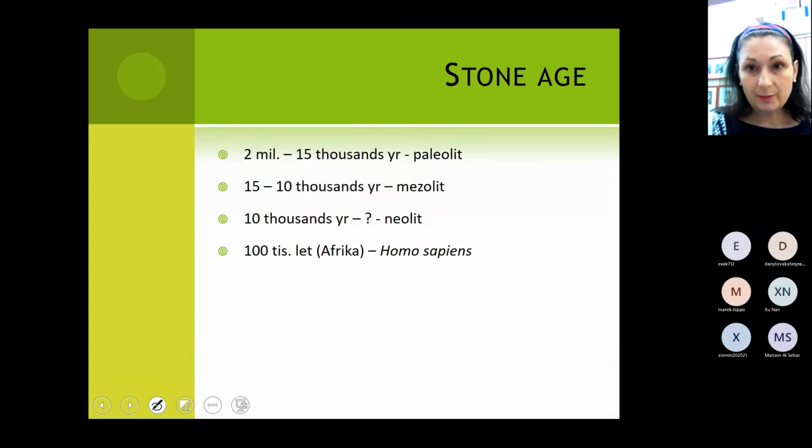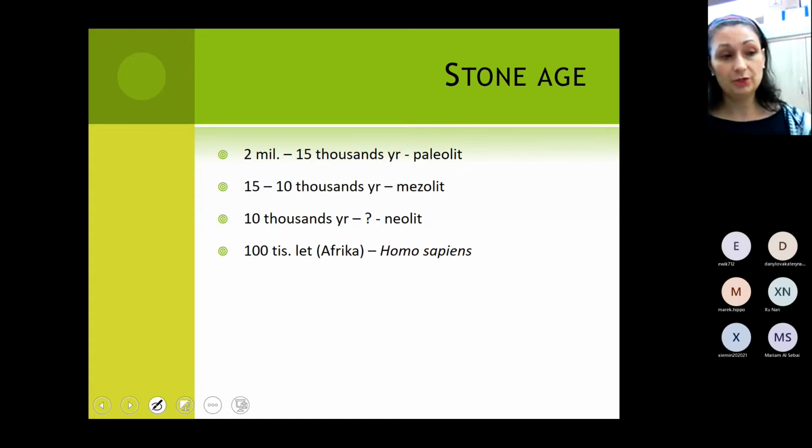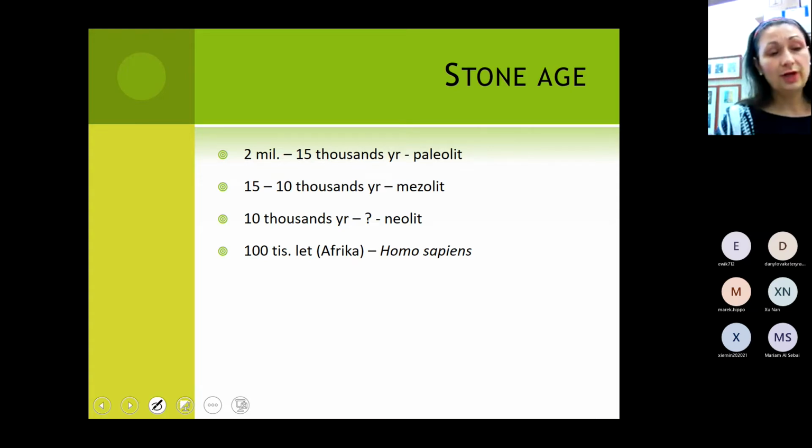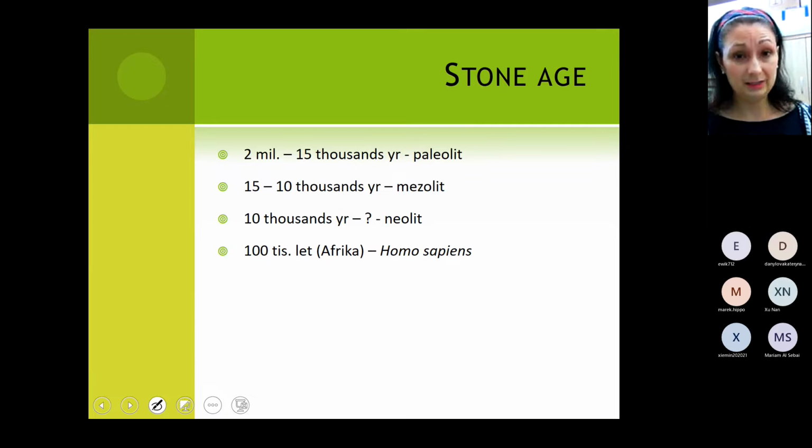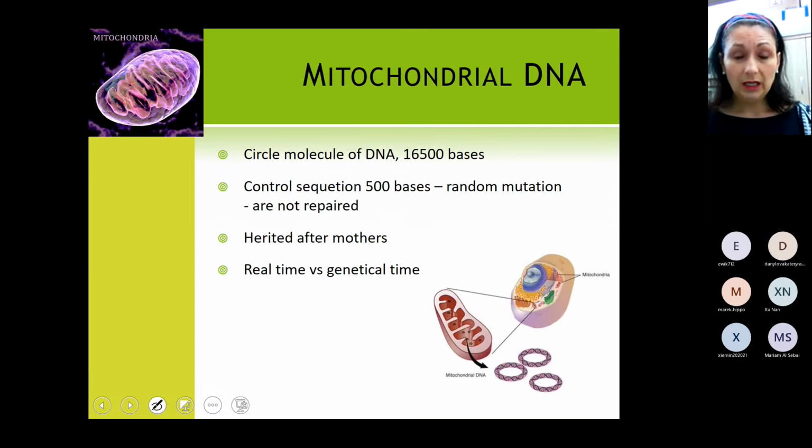So we are talking about the Stone Age, about the Paleolithic, Mesolithic, Neolithic, and the creation of Homo sapiens. We expect that Homo sapiens was created 100,000 years ago in Africa. So that's the valid theory, and this is supported by many sources of information: archaeology, genealogy, and also molecular genetics.